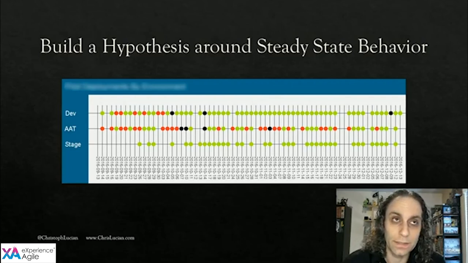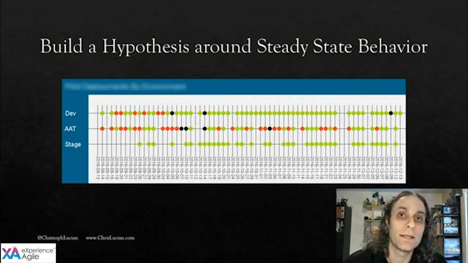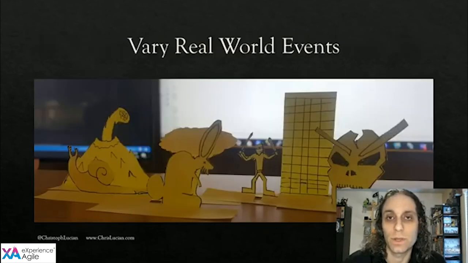So in that document, they talk about building a hypothesis around steady state behavior. So this picture here is what I call the Guitar Hero chart, and it is a list of deployments to different environments based on whether it's successful. So these are actual pipeline runs. And so, one metric that a team might have is, can you deploy to production every day? So that's like a steady state thing, right?